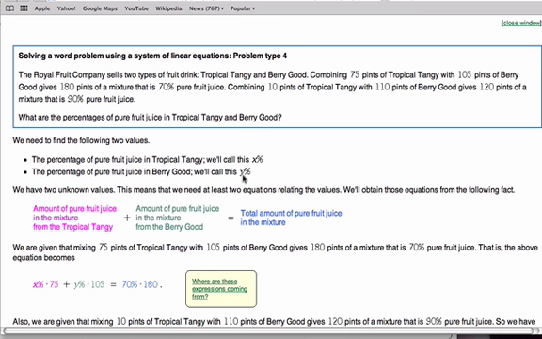Okay, now if you know the percentage of fruit juice in tropical tangy, and you know how many pints you have, you multiply those two things together, that will give you the amount of pure fruit juice in the mixture. So that's how we're going to set up our equation. The amount of pure fruit juice in the mixture from tropical tangy plus the amount of pure fruit juice in the mixture from the berry good is going to equal the total amount of pure fruit juice in the mixture. Okay?